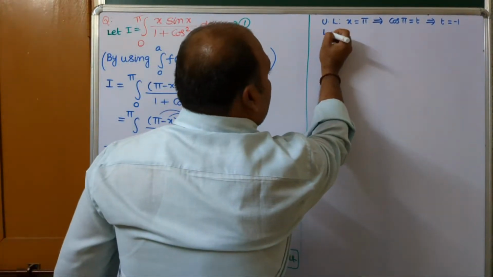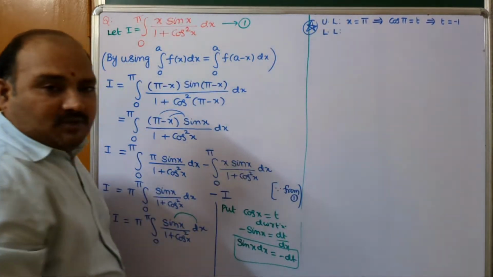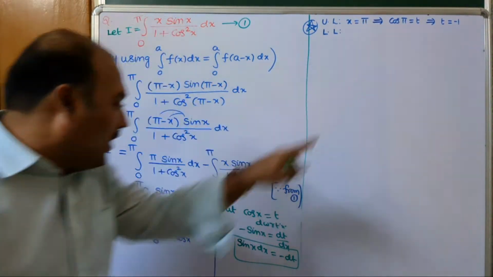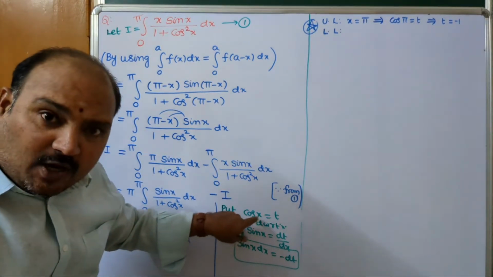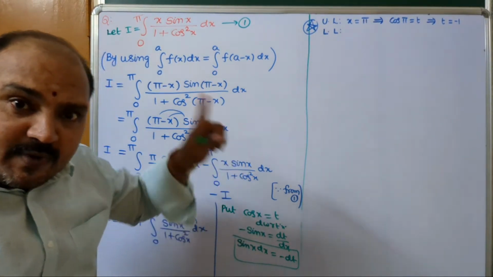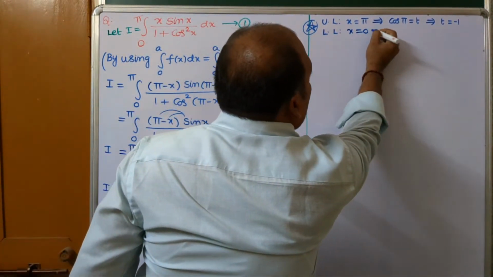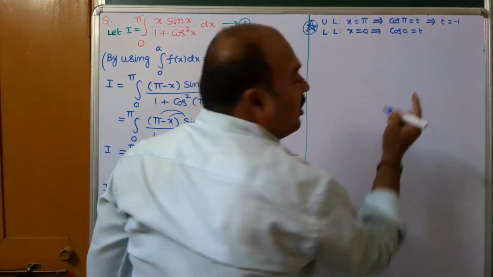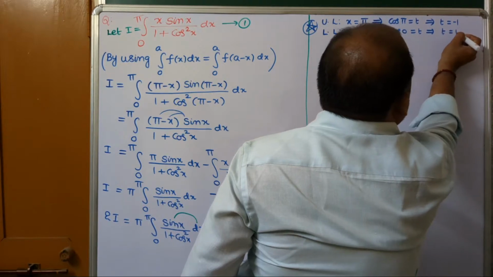Next, lower limit. This step is very, very important, dear students. Keep in mind. Upper limit, once again I am repeating, x is equal to pi, substitute in the assumption cos pi equal to t. So t equal to cos pi value, minus 1. Lower limit, x is equal to 0. That implies cos 0 equal to t. Cos 0 value is 1. So that implies t is equal to 1.